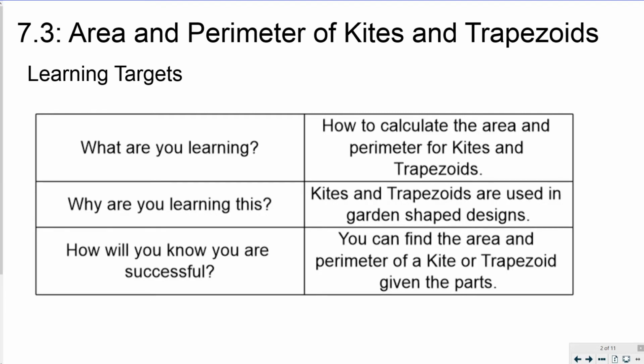Kites and trapezoids are used in garden-shaped designs, and a lot of times these are things we can do with building and design, so engineering. You'll know you're successful when you can find the area and perimeter of a kite or trapezoid if you are given the parts. So let's just get right to it.